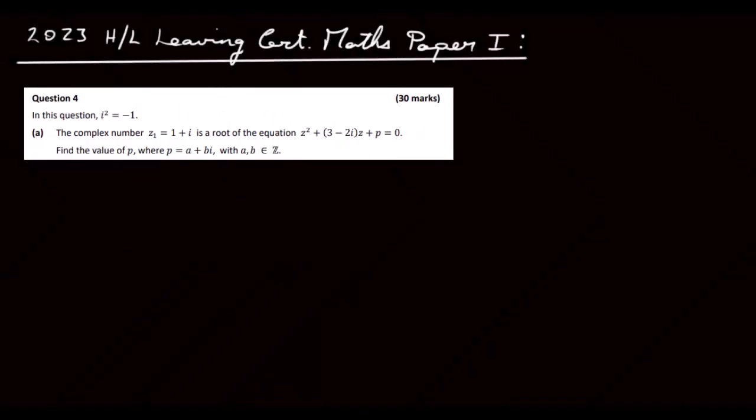Okay, so this is the 2023 Higher Level Leaving Cert Maths Paper 1, question 4. Now this is a complex number type question. In part A we have the complex number z1 is equal to 1 plus i. It's the root of this quadratic complex equation here. Find the value of p, where p is a plus bi and a and b are elements of Z.